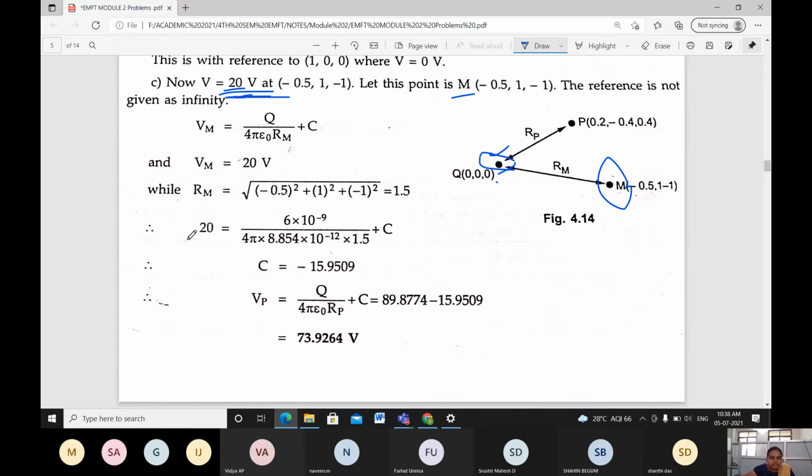Then Vm is 20, which is equal to 6 into 10 raised to minus 9 divided by 4 pi into 8.854 into 10 raised to minus 12 into 1.5 plus C. For now, you find out the value of C. Then we will be able to find Vp, which is equal to Q divided by 4 pi epsilon naught into Rp plus C. Here we already know this value, 89.8774 minus 15.9509. You will get 73.9264 volts. This is one problem.